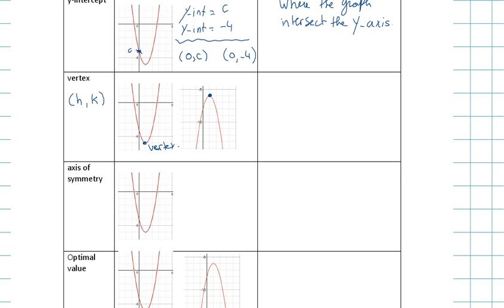What would be your vertex here? What's the x value? It's 1. And what's the y value? -6, right? Because it's below the x-axis.